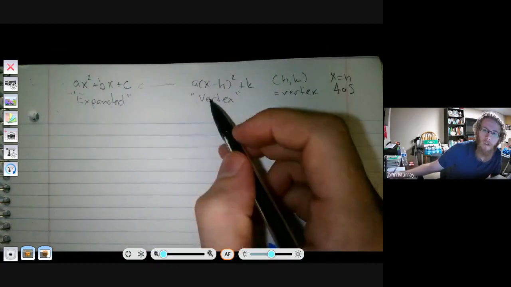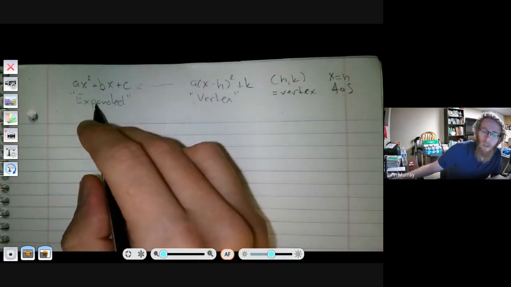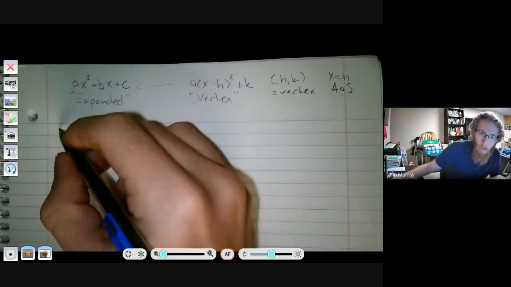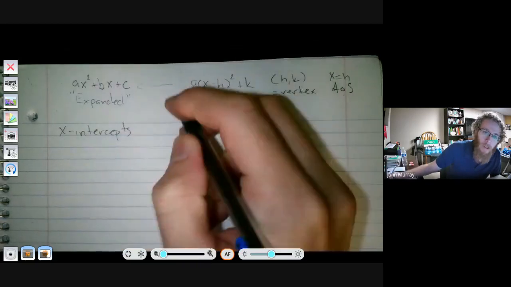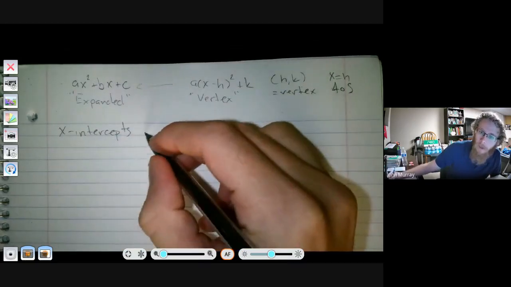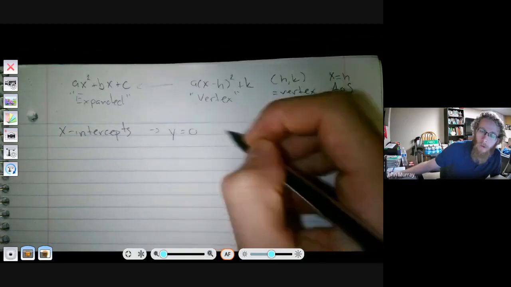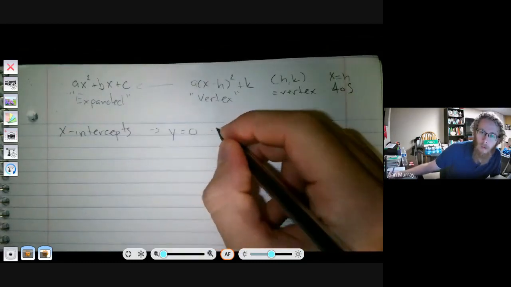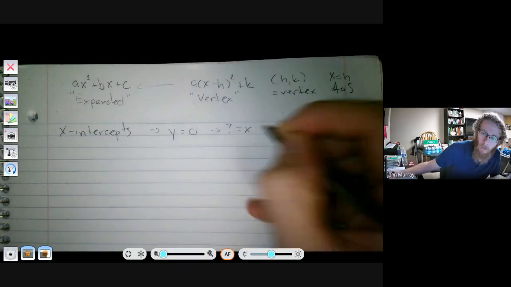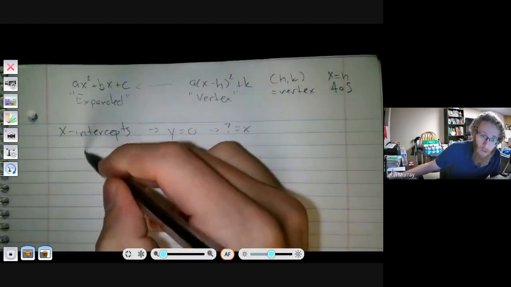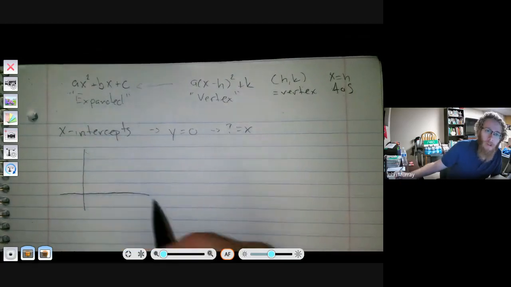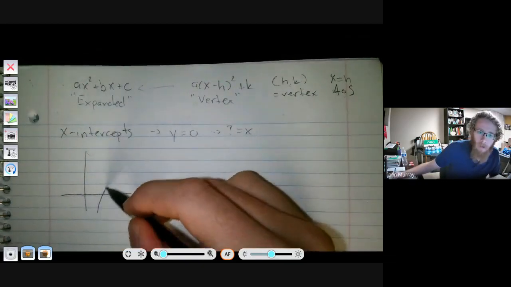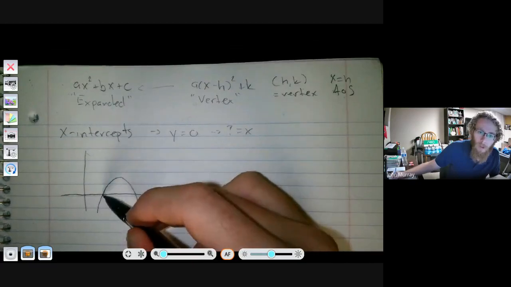Now what's nice is the vertex is always going to be equidistant from our x-intercepts. Okay, so remember, x-intercepts are when your y equals 0, what are your x values? Okay, so we have three cases when we're talking about quadratics. Okay, we can have two x-intercepts.